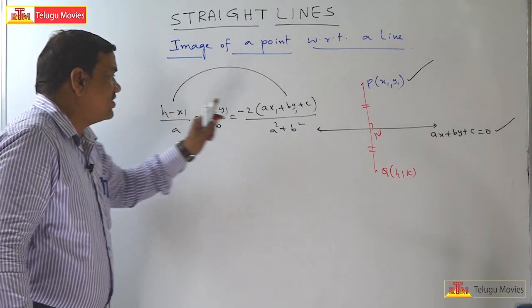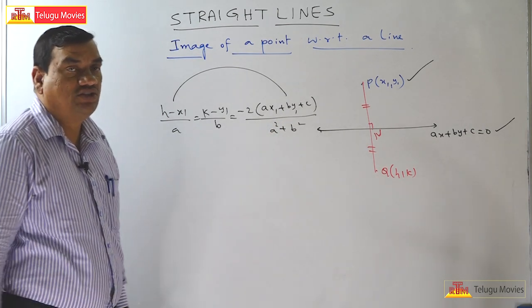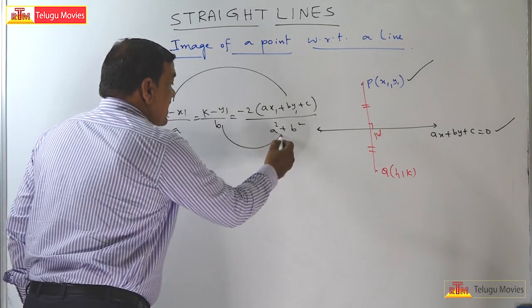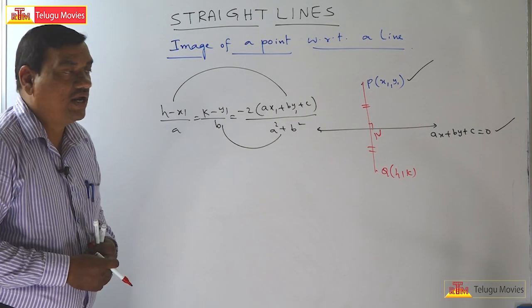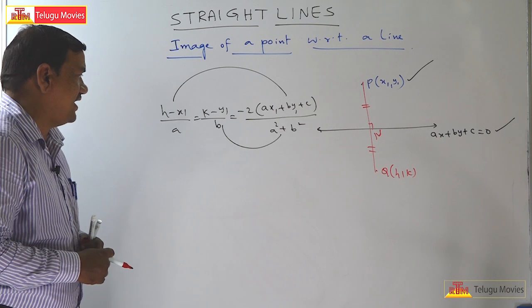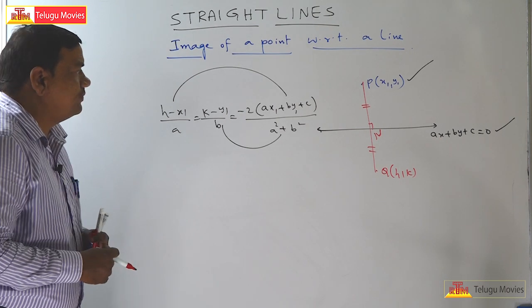So if you compare the first one and the last one, you will get the h value. If you compare the second term and the last term, you will get the k value. Okay? So like that you will get h and k. So very nice to know, right?